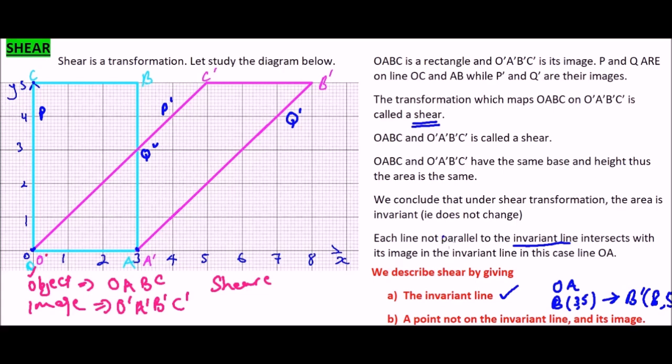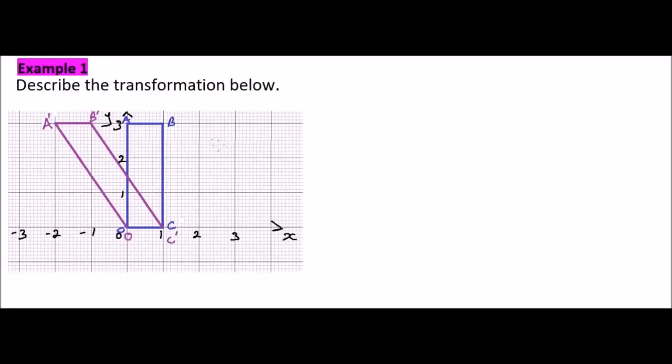So we are going to do several examples to help us understand this new transformation known as shear. Let's go for the examples. So this is our first example, and we are told to describe the transformation below. Here we have an object OABC in blue, and we have an image OABC prime in purple.